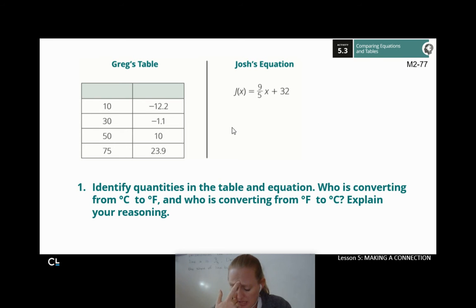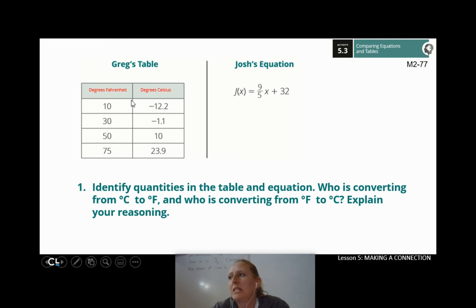So I was thinking about this and I thought, okay, well, water freezes at 0 degrees Celsius, which is 32 degrees Fahrenheit. And so my thinking on this is, okay, the Celsius degrees are going to be smaller than my Fahrenheit degrees. My Celsius degrees are going to be less than my Fahrenheit degrees. So I started with Greg's table, and I was like, okay, that means the bigger numbers are degrees Fahrenheit, the smaller numbers are degrees Celsius. So that's where I kind of started my thinking on this.